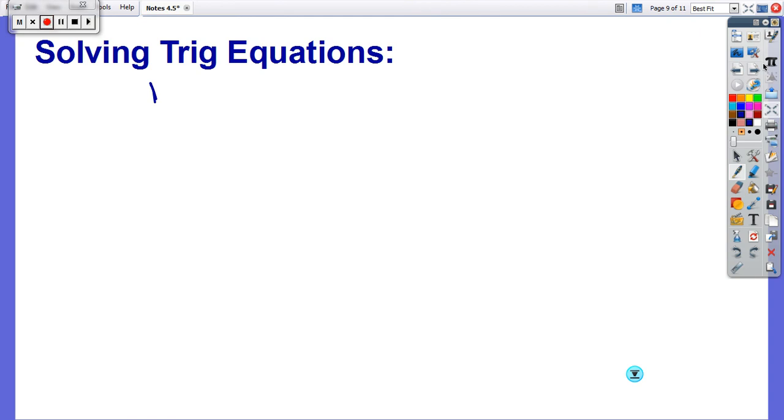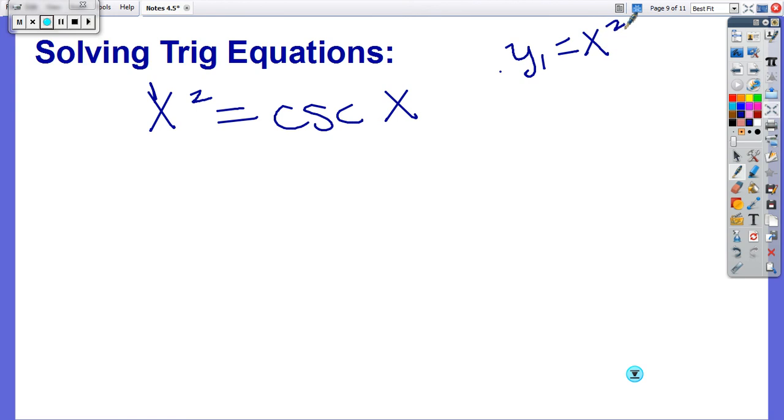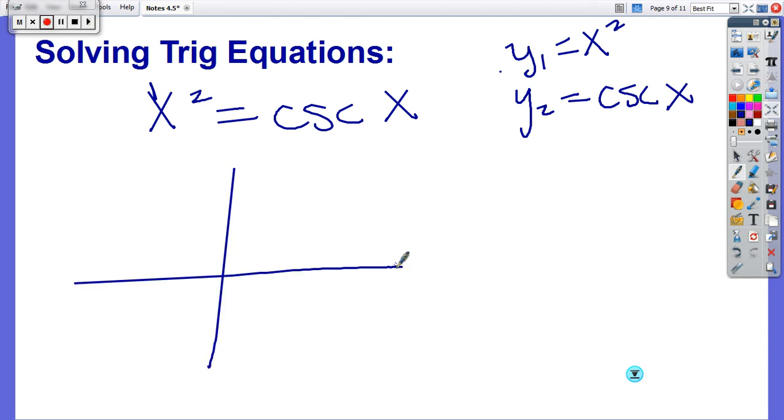So now we're going to be solving some trig equations. We want to find the smallest positive number x such that x squared is equal to cosecant of x. How do you do this? Well, you need to graph both of these on your calculator. So under y1, you'll set that equal to x squared, and under y2, you'll set that equal to cosecant of x.